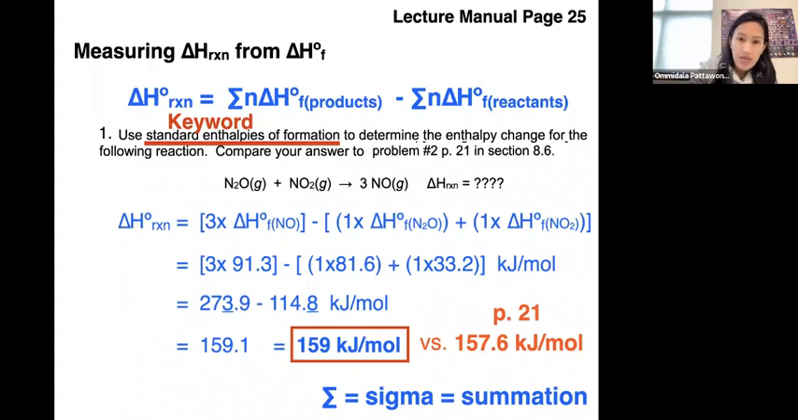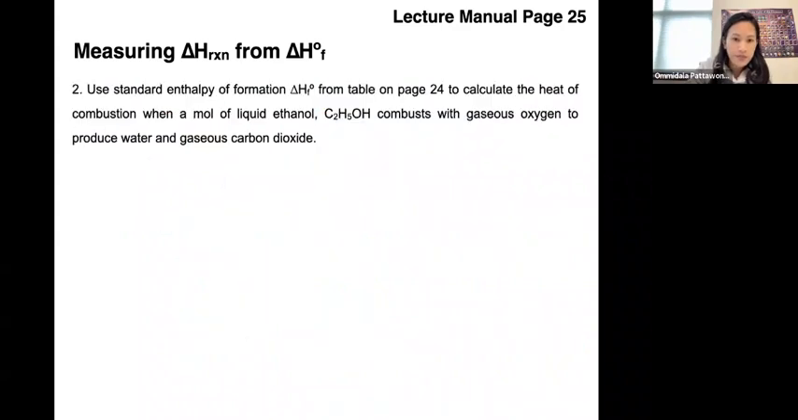So that means it doesn't matter whether you use the standard enthalpy of formation to calculate the overall enthalpy change of the reaction, or you use Hess's law. If you are looking at the same reaction, it's going to give you pretty much almost the same value. It might be a couple kilojoule per mole different, but within that given margin of error, it should be similar. Okay, so let's take a look at number 2.